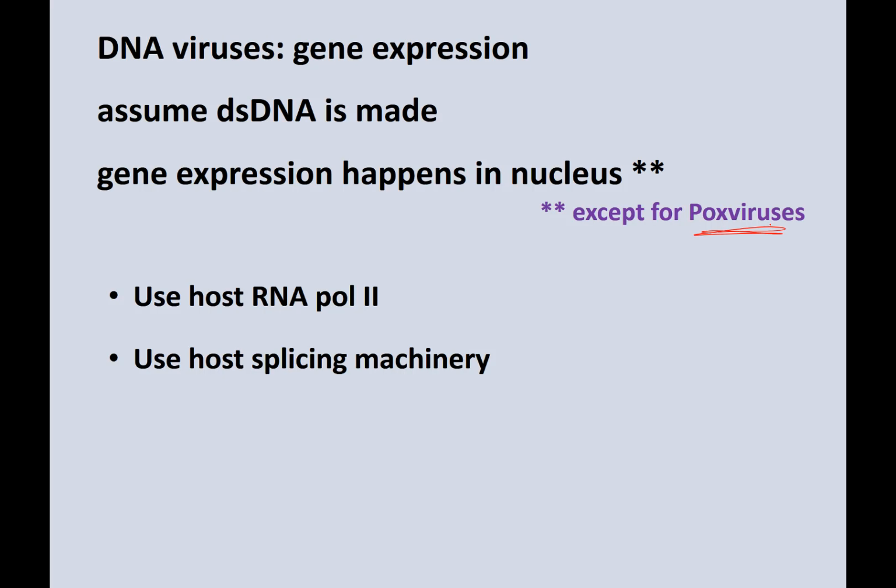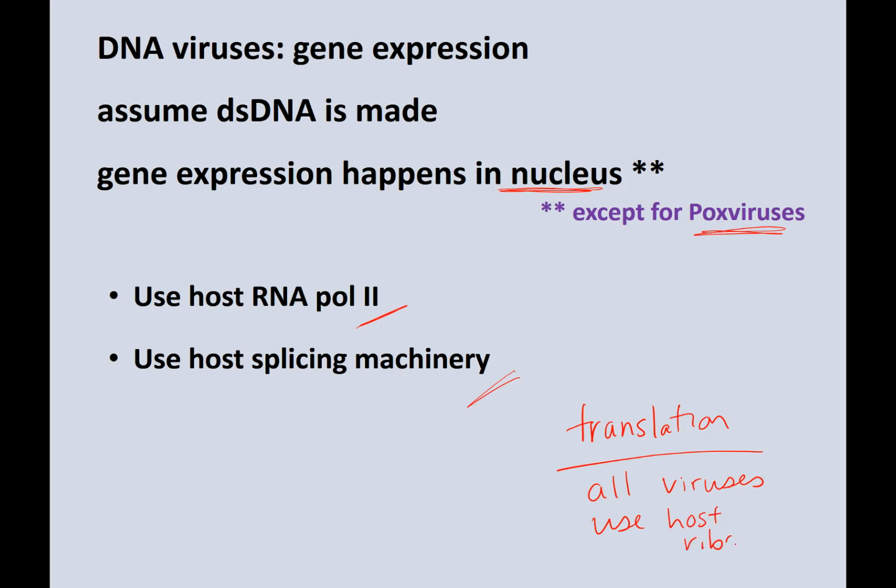Since this is all happening in the nucleus, these viruses can use the host RNA polymerase and the host splicing machinery. So it's really straightforward. The final step in gene expression, which is translation, for all viruses, DNA viruses, RNA viruses, all viruses, use the host ribosomes. So all translation happens in the cytoplasm.